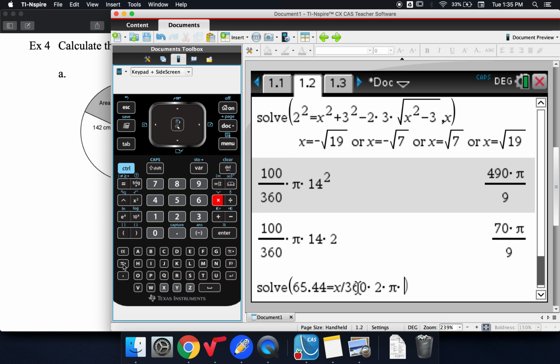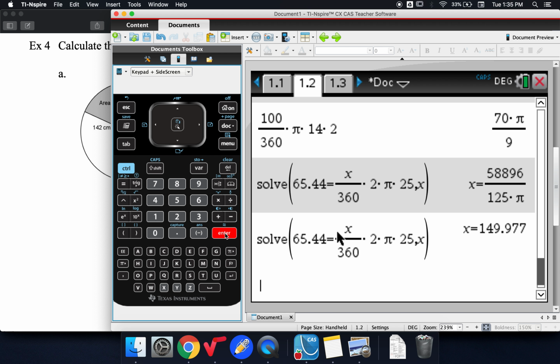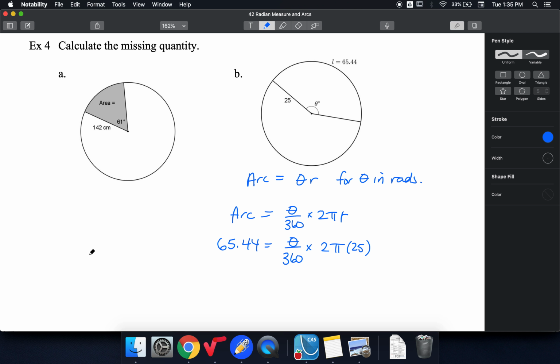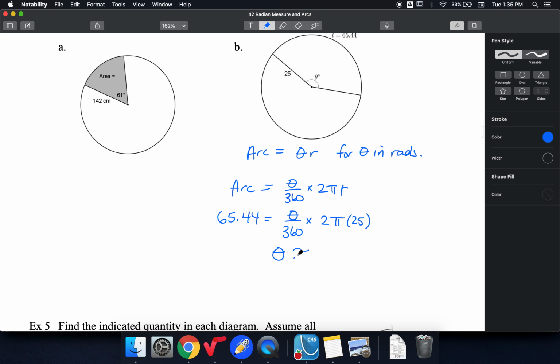Times 25, solving for x. So it gives us an exact answer. This one, since we started in decimals, we want to approximate. So Control, Enter, and we get about 149.98 if I round to the nearest tenth, which is what I want to do for degrees. So theta is approximately 149.98 degrees.